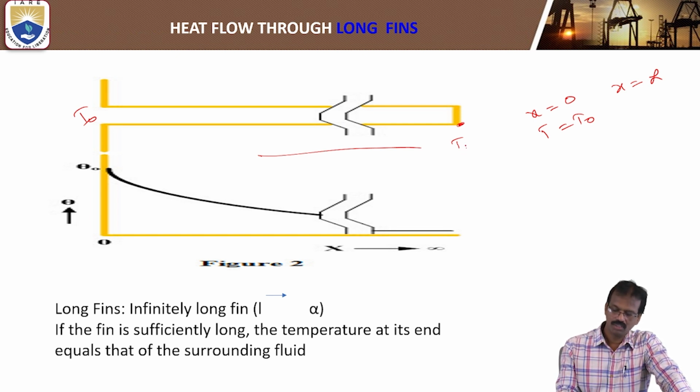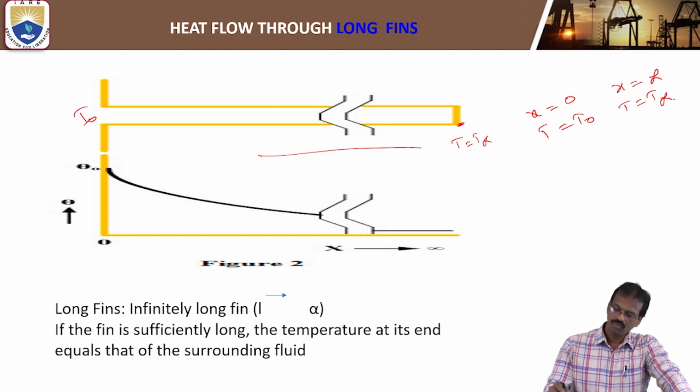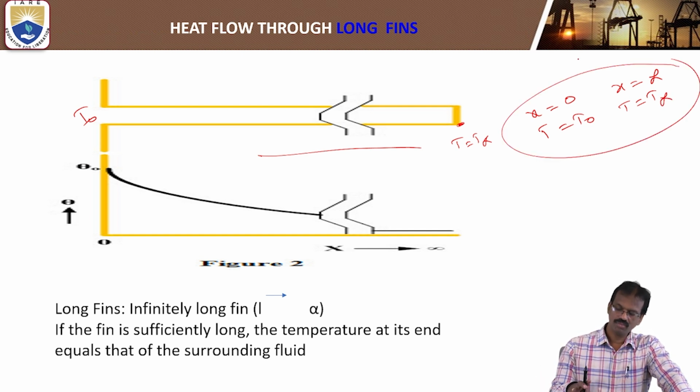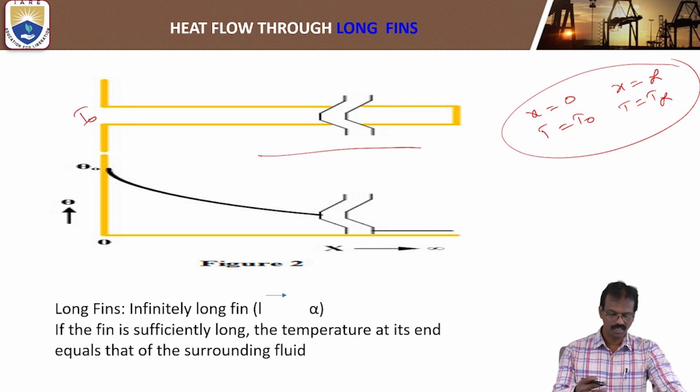So this temperature is equal to T infinity. It means at x is equal to infinity, temperature is equal to T infinity. That is the condition. If you apply these two boundary conditions, we will get the rate of heat transfer in a long fin by using the general equation, which was derived in the previous slide.